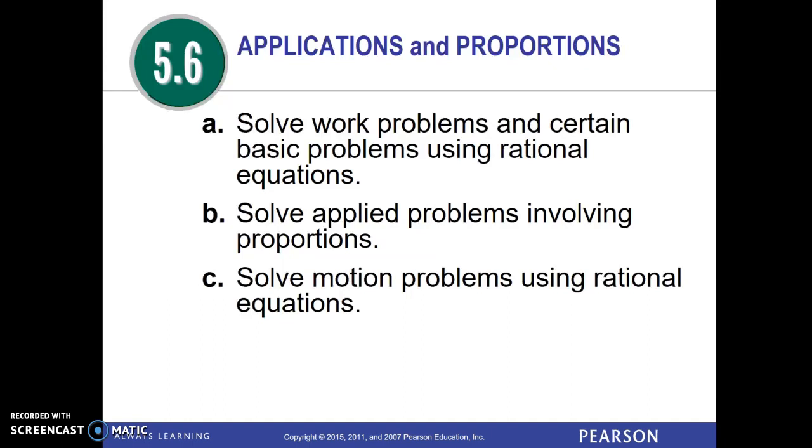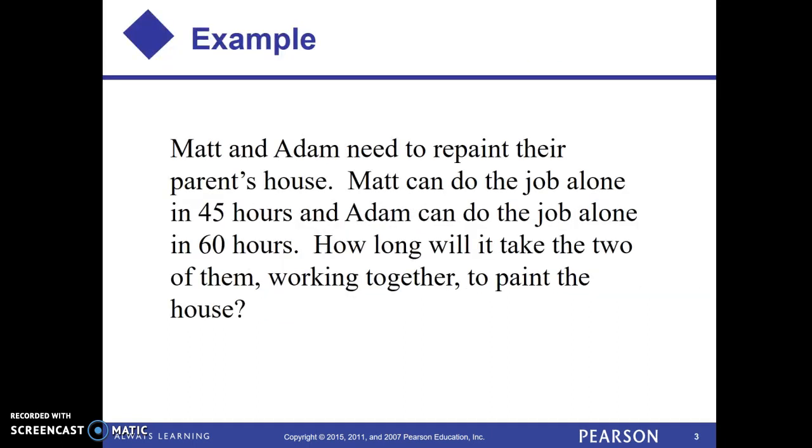We're going to do proportions also. We're going to solve work problems and certain basic problems using rational expressions. Remember, those are your fraction, algebraic fraction looking things. We're going to solve applied problems involving proportions, and we're going to solve motion problems. So we're doing work problems here and these motion problems using rational equations.